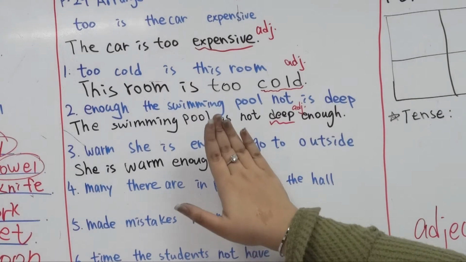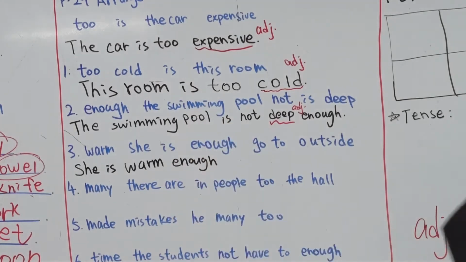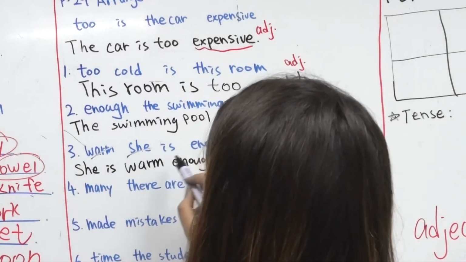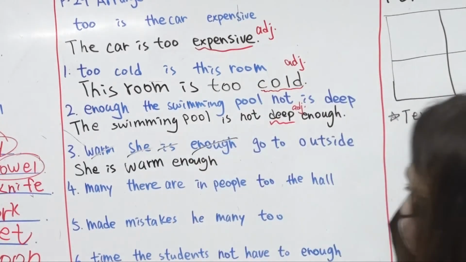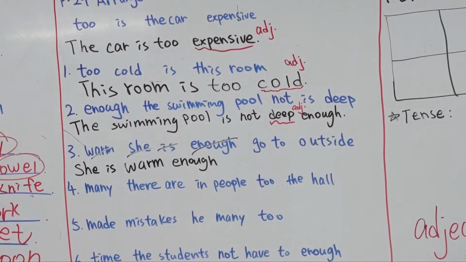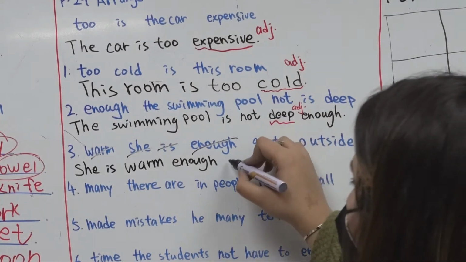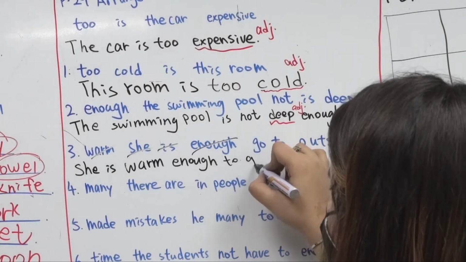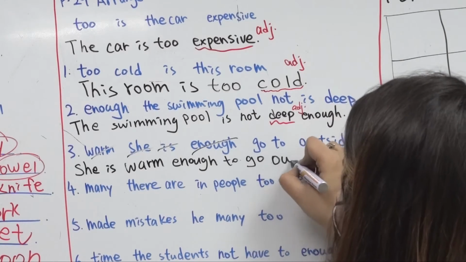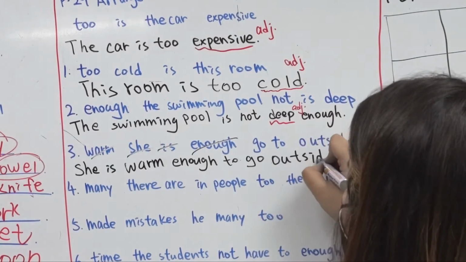So we have used this. You may cross out the words you have used, right? This one, this one, this one, this one. What else? She is warm enough to go outside. To go outside.